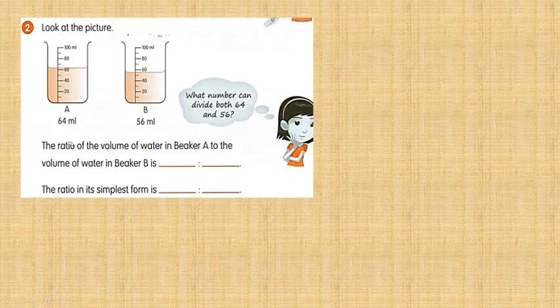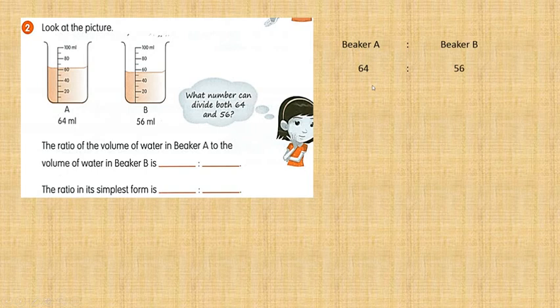Okay, so let's have another question. Look at the picture. He said here the ratio of volume. I have here a beaker A, which has 64 milliliters of water, and beaker B, which has 56 milliliters of water. So he needs to know the ratio of the volume of water in beaker A to the volume of water in beaker B. So I would just write down beaker A to beaker B. Beaker A has 64 milliliters, so write down 64. And beaker B has 56 milliliters, so write down 56 milliliters.